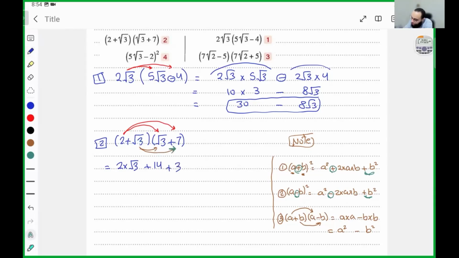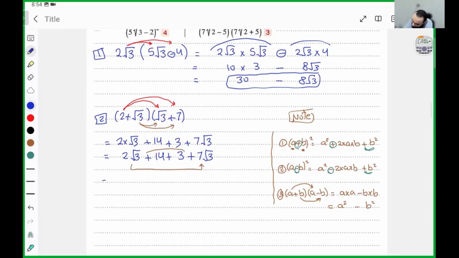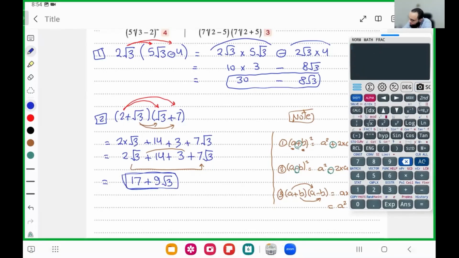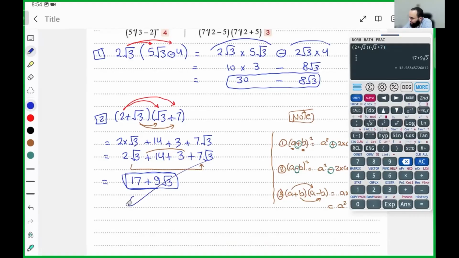And positive root 3 times 7 is 7 root 3. So this is 2 root 3, this is 14, this is 3, and this is 7 root 3. 14 and 3 equals 17. 2 root 3 plus 7 root 3 is 9 root 3. Then it's 17 plus 9 root 3. This is the final answer. You can do it with the calculator: open bracket, 2 plus root 3, close the bracket, open another bracket, root 3 plus 7. Yes, it's correct.